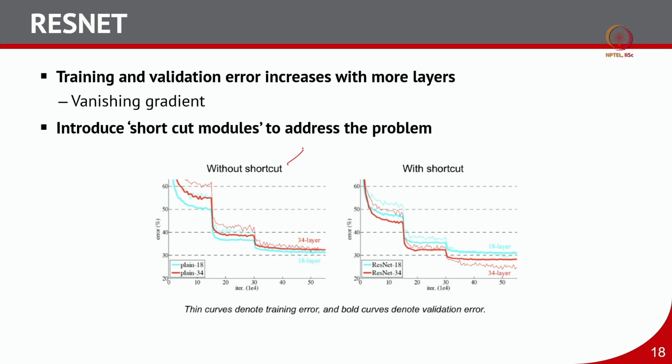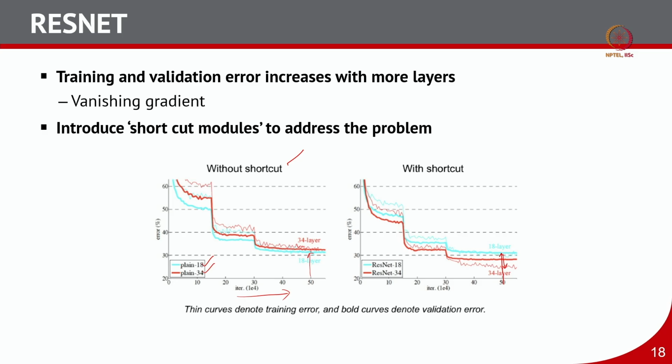Without shortcut is nothing but, you can think, just plain linear layers. They show two variations, one is an 18-layer variation and another is a 34-layer variation, and one plot is training error, another is validation error. The x axis shows the iteration. After let us say 50k iterations, the models converged with more than 30% error without shortcut, right. Now when we have shortcut, you can see that after 50k iterations the error is below 30%, right.